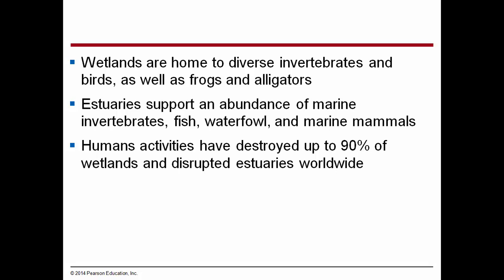Wetlands are home to diverse invertebrates and birds, as well as frogs and alligators. Estuaries support an abundance of marine invertebrates, fish, waterfowl, and marine mammals. Humans' activities have destroyed up to 90% of wetlands and disrupted estuaries worldwide. And why is this? Because humans like to live on the coastland. And so wherever we live on the coastland, we have an impact on those wetlands and estuaries.